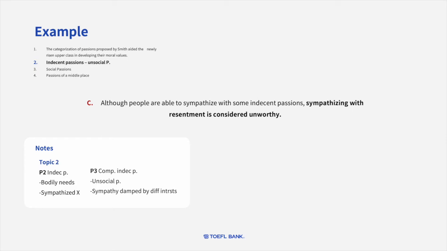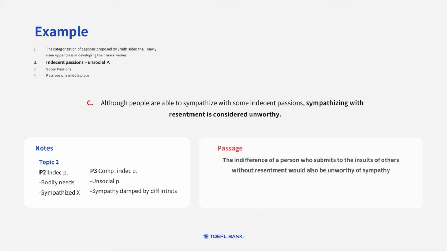Although people are unable to sympathize with some indecent passions, sympathizing with resentment is considered unworthy. C is also about subtopic 2. The passage states, the indifference of a person who submits to the insult of others without resentment would also be unworthy of sympathy. The detail in the choice where it says sympathizing with resentment is considered unworthy does not match the passage, making it an incorrect answer choice. Now, since we found the correct choice to topic 2, all we need to find are the choices that match topic 3 and 4.